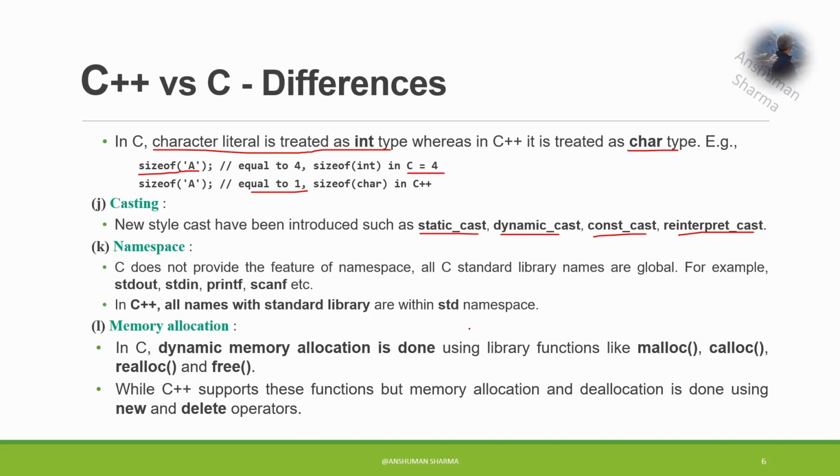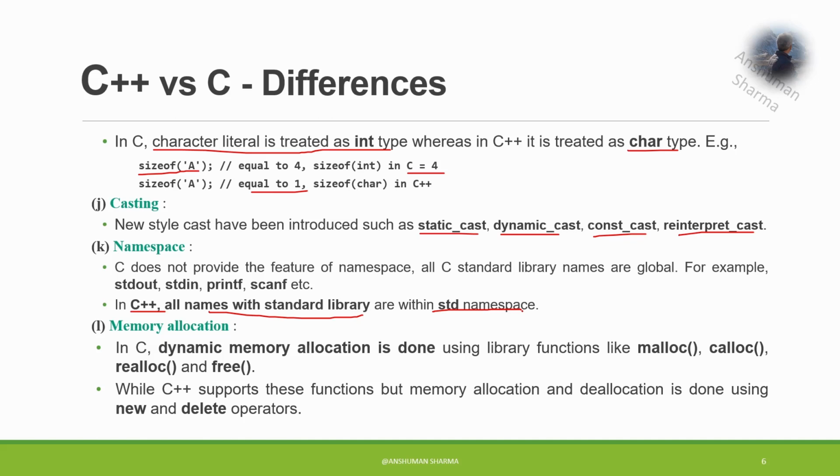Now, in the concept of namespace, C does not provide the feature of namespace, whereas all standard library names, like stdio, printf, scanf, are treated as global. Whereas in C++, all names in the standard libraries are within the std namespace. So when you write programs next, you will be using it very often in your code, like using namespace std.